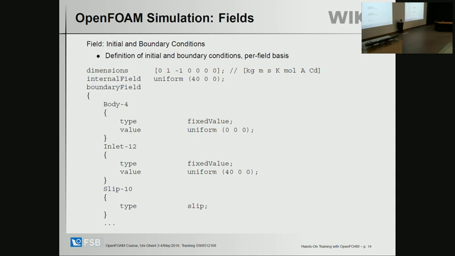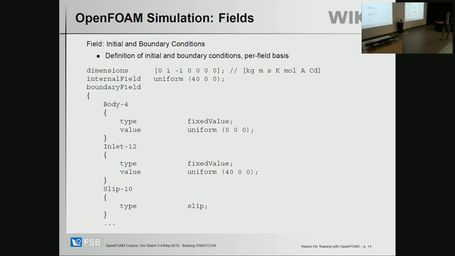And have a look here. I have the name like body 4. On that I have type, which is fixedValue, and the value, which is (0 0 0). Got it? Then I have inlet 12, open curly bracket, close curly bracket, type fixedValue, value 4000. Where will these names appear? Constant polyMesh boundary, right?